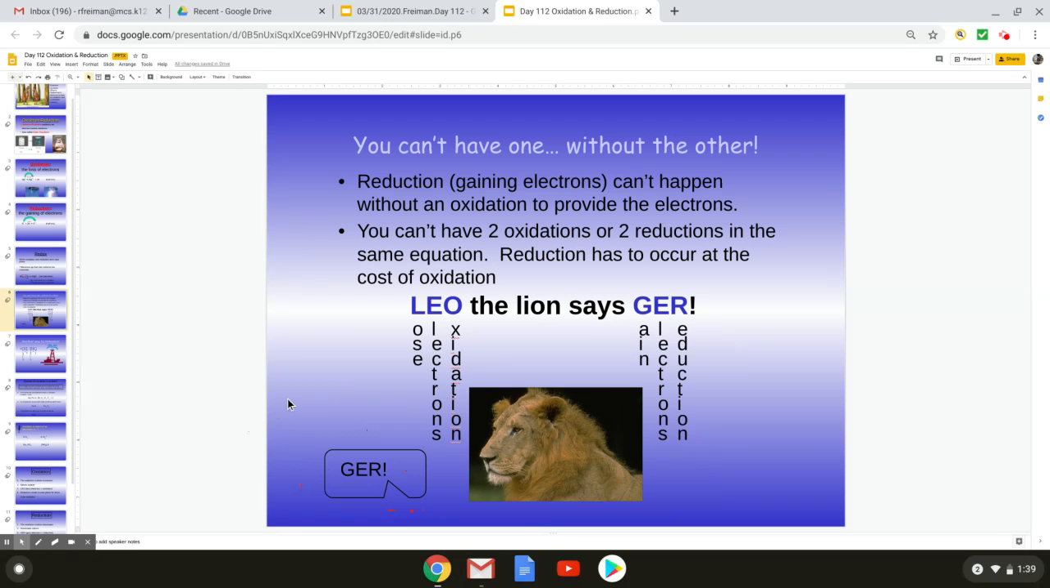So there is a saying, you can't have one without the other. Well, that applies here to our oxidation reduction reactions. Reduction, the gaining of electrons, can't happen without something losing electrons, which is oxidation.